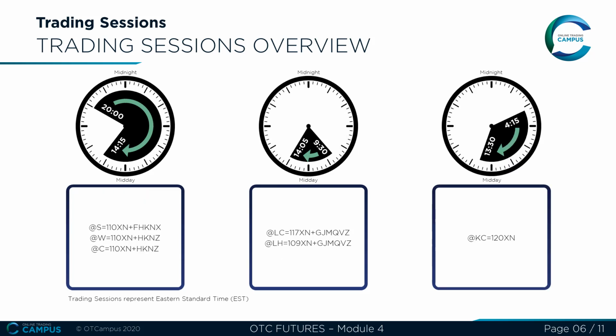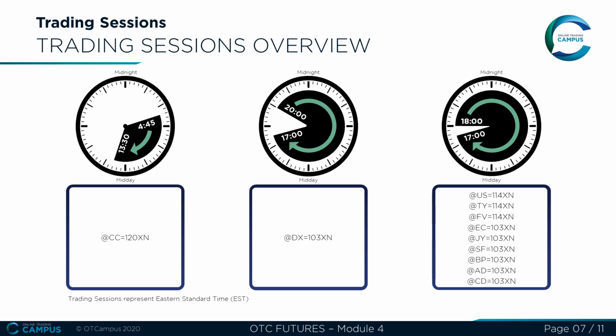Now, what about agricultural and livestock markets? Soybeans, wheat and corn all open at 8 p.m. and close at 2:15 p.m. Eastern Standard Time. Live cattle and lean hogs open at 9:30 a.m. and close at 2:05 p.m. Eastern Standard Time. Very tight market in terms of opening times, as you can see. Coffee opens at 4:15 a.m. and closes at 1:30 p.m. Eastern Standard Time. Cocoa opens at 4:45 a.m. and closes at 1:30 p.m.